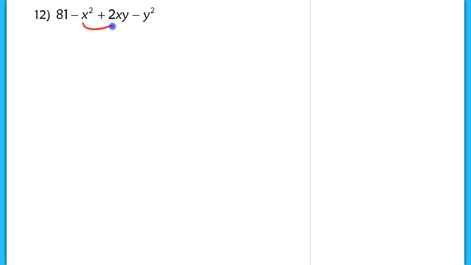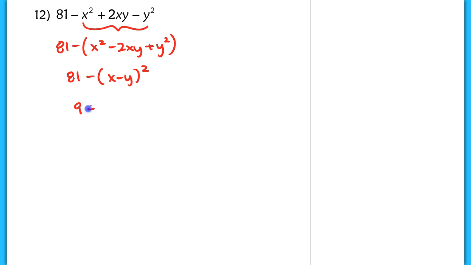But if I look at the last 3 terms and I take out that leading negative value, you always want to make sure you factor out that negative, you have x squared minus 2xy plus y squared. So this, even though it's multivariable, is pretty easy to factor. That's just x minus y, the quantity squared. So we have 81 minus the quantity x minus y squared. And then from here, it's just a difference of squares.